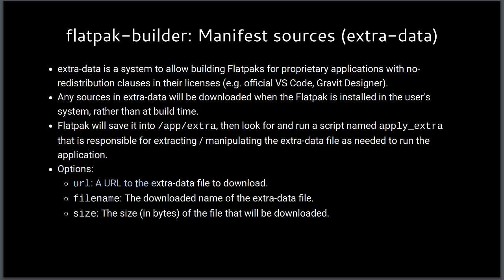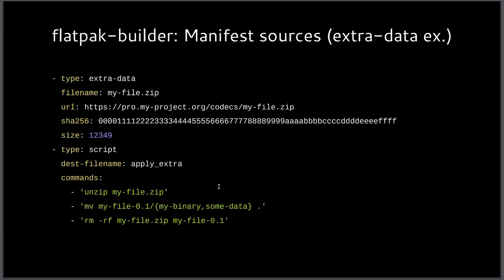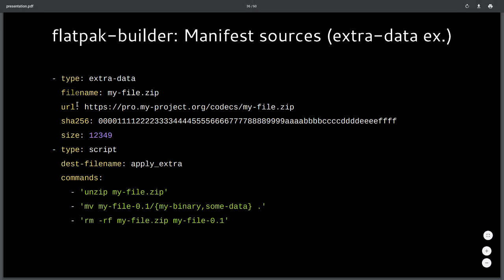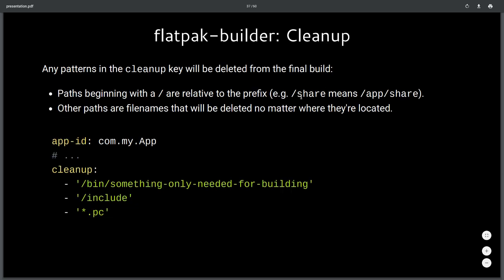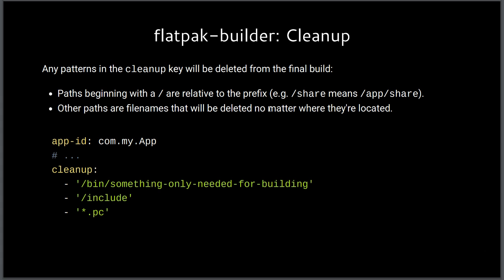And again, we can pass URL, file name. We also need to pass a size to it in bytes. Here's an example. We have type extra data, the file name, URL, hash, size. We have the apply extra scripts that would unzip it, move whatever is needed, clean up the rest. And then in Flatpak Builder, we can also specify cleanup steps.